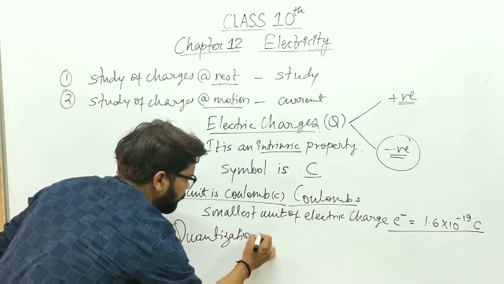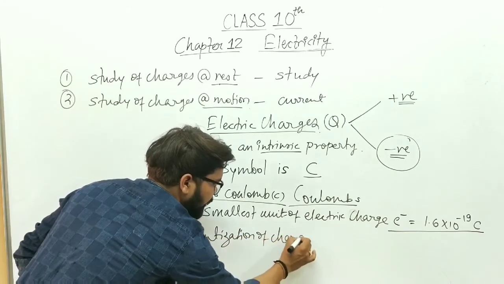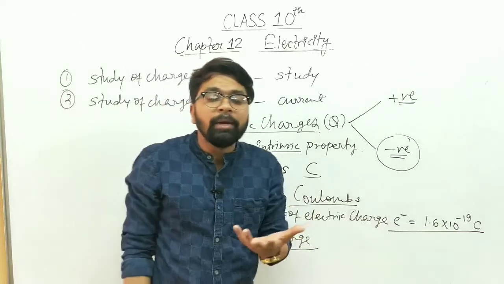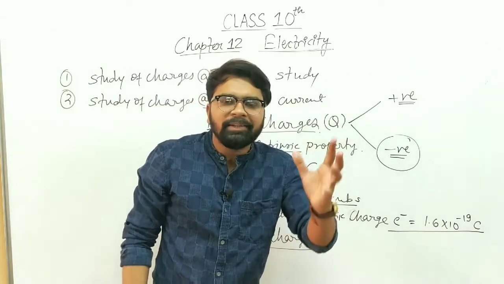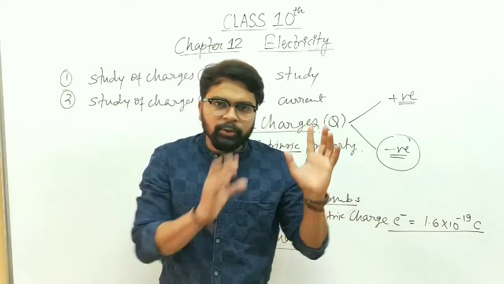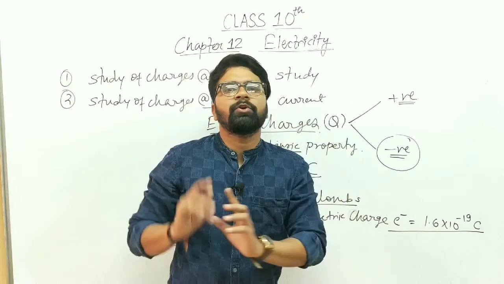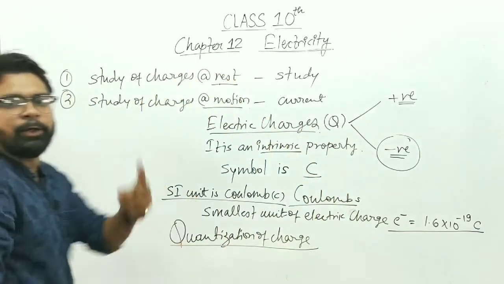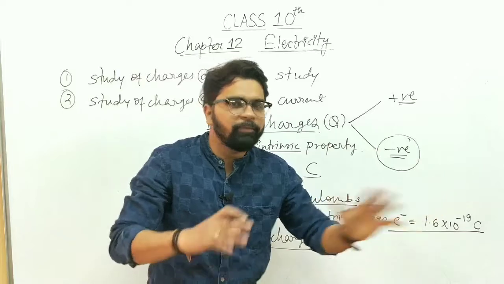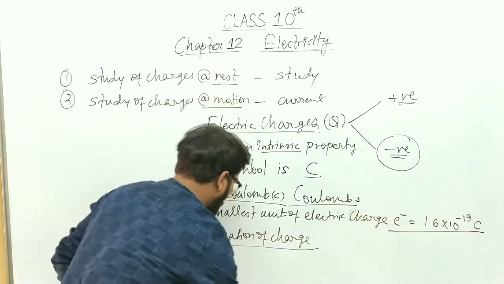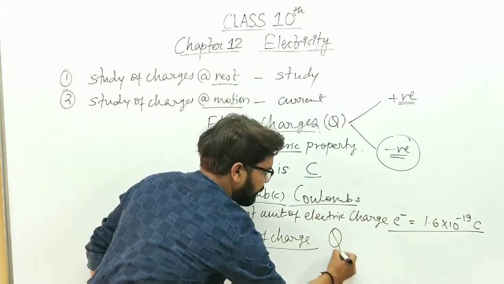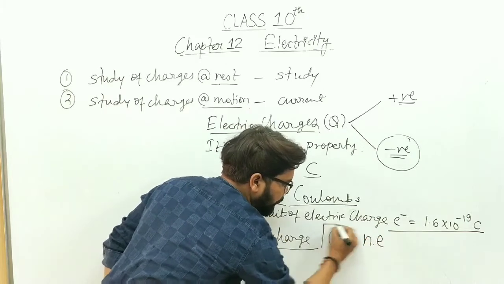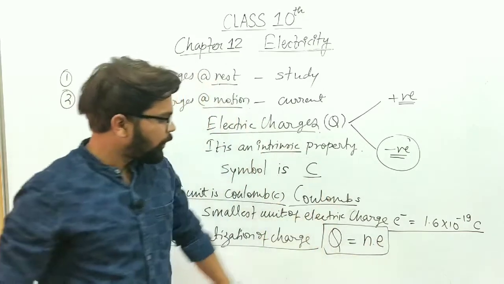Quantization of charge. So what is this new terminology? Like how many electric charges? One smallest unit of one charge is 1.6 cross 10 to the power minus 19 Coulomb. So how many charges are moving, like 2, 3, 4, 5? This quantization of charge is defined as Q equal to N dot E. What does it mean? Q equal to N dot E.